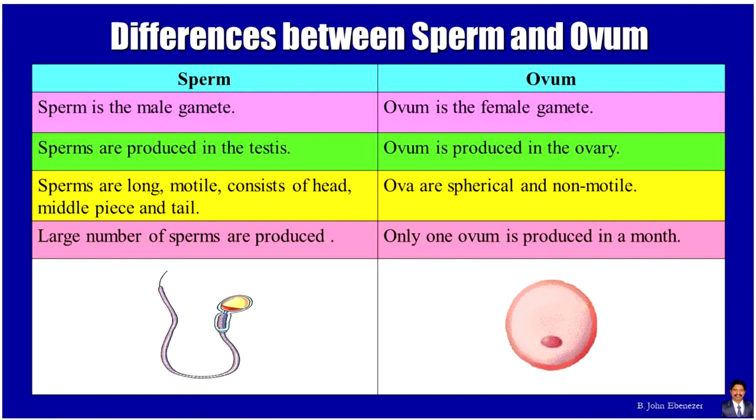Sperms are long, motile, and consist of a head, middle piece and tail. Ova are spherical and non-motile. In males, a large number of sperms are produced. In females, only one ovum is produced in a month.